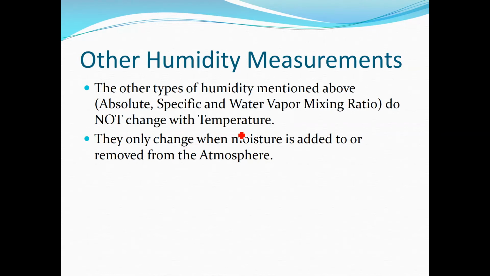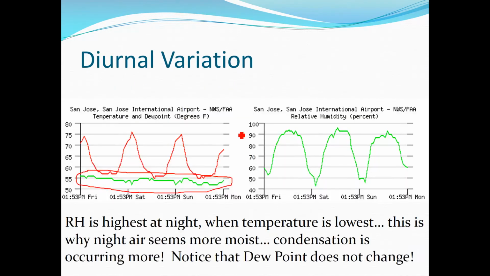Now, there are other ways we can measure humidity in the atmosphere. I already mentioned them earlier: absolute humidity, specific humidity, water vapor mixing ratio. None of those change with temperature. They only change with content. But relative humidity, on the other hand, changes with both. It changes with both content, how much water vapor is in the air, and capacity, which is determined by temperature.